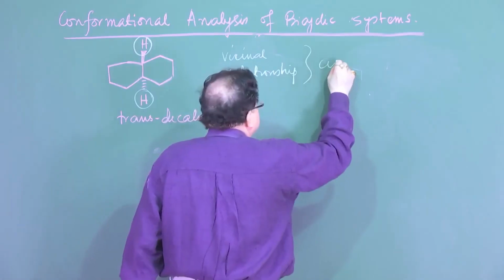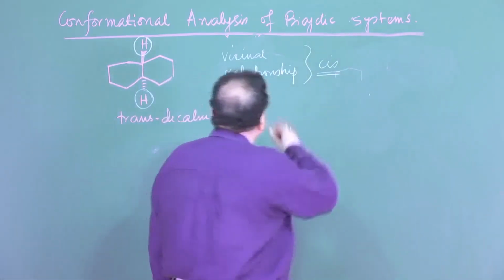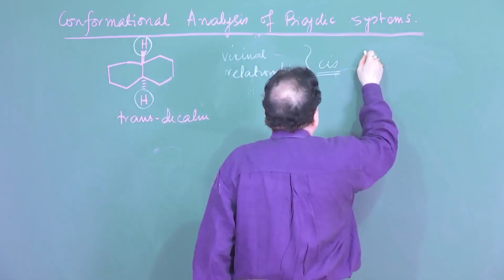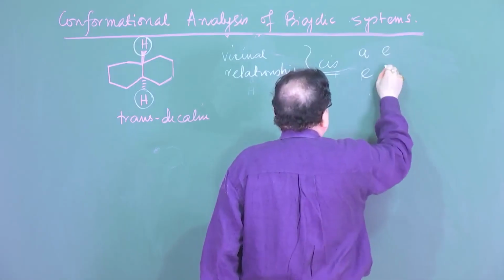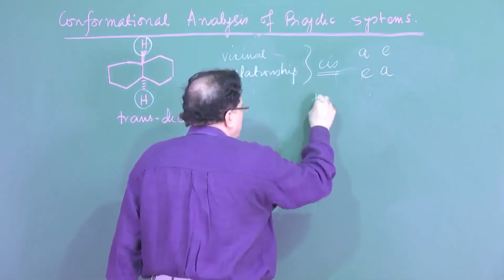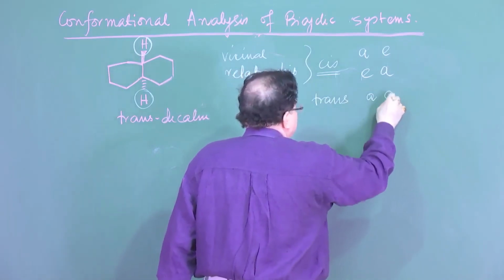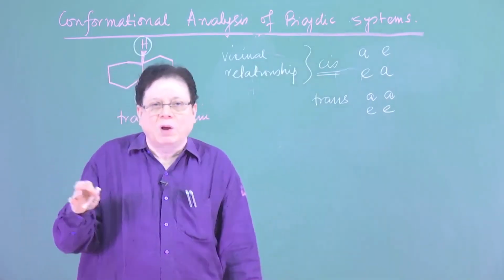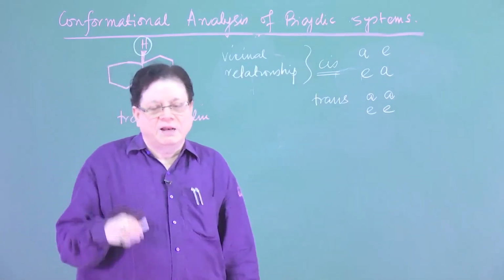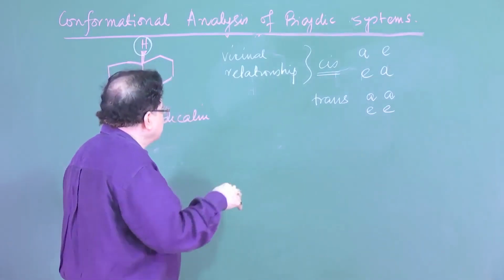If you want a cis compound, then the bonds attached to those carbon atoms should be axial-equatorial or equatorial-axial. That we know. For trans it has to be diaxial or diequatorial. So the diequatorial or diaxial 1,2 system makes trans, and axial-equatorial or equatorial-axial makes the cis relationship.